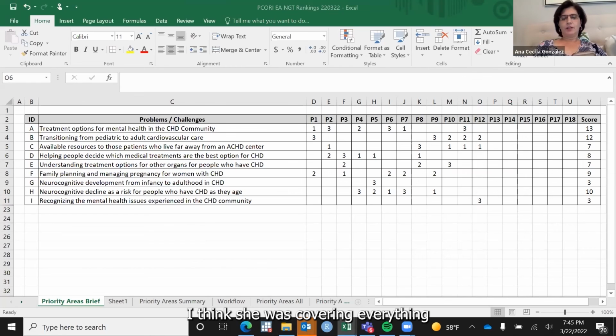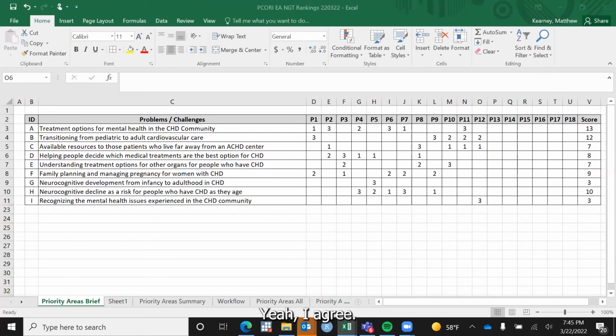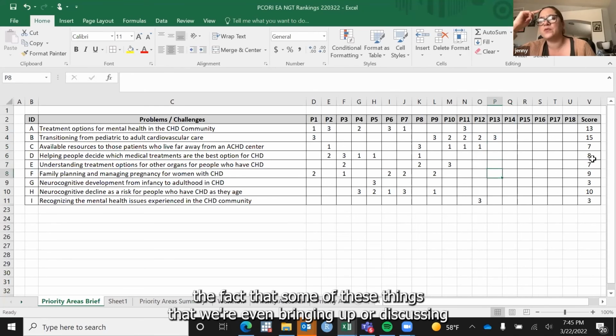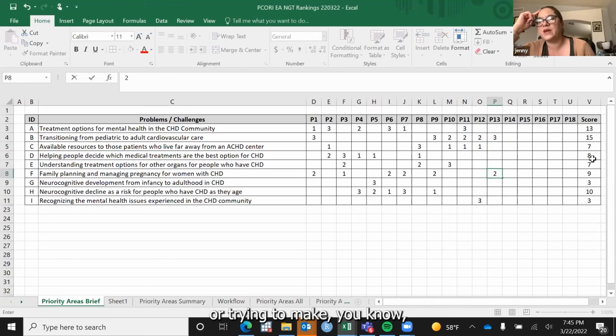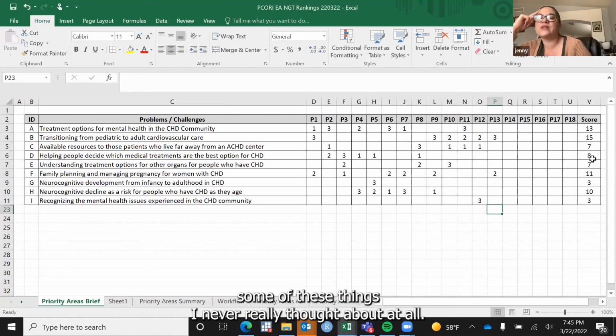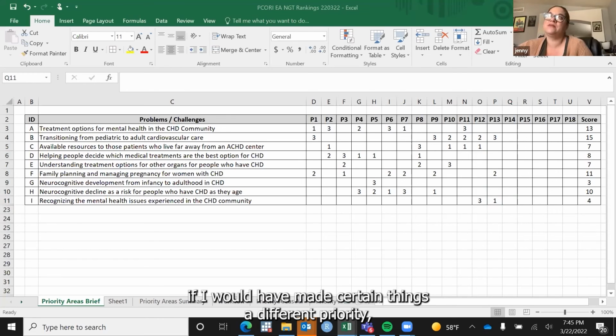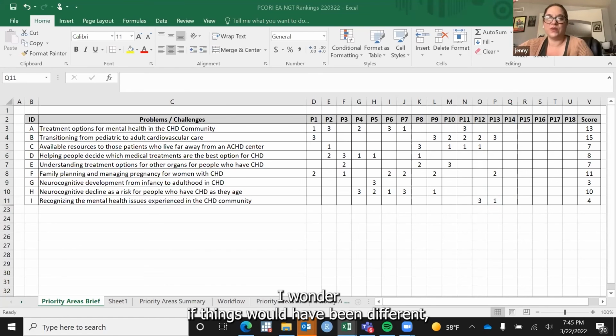For me, I think it's really covering everything. It's very well covered from my point of view. Yeah, I agree. I do like the fact that, listening to them speak, it was similar. Some of the things we're bringing up or discussing, I never really thought about at all. And now looking at them, it's like, wow, if I would have made certain things a different priority, I wonder if things would have been different.